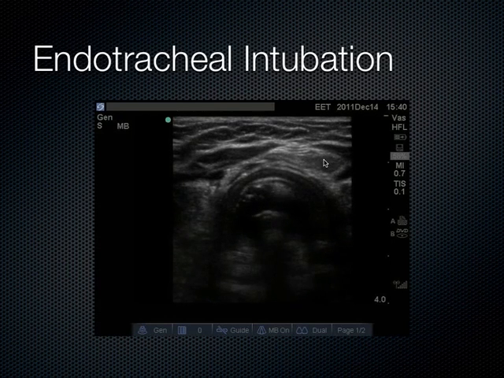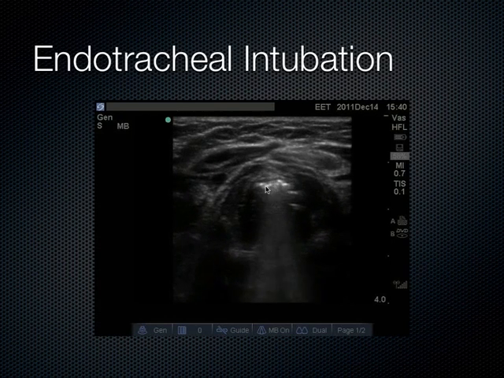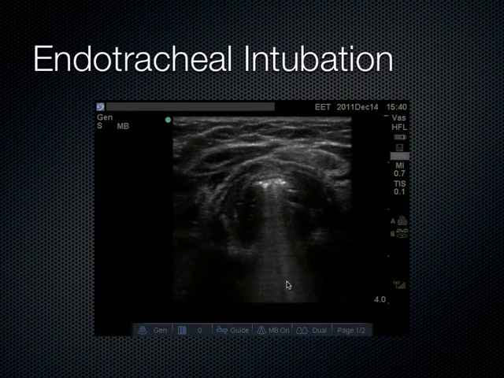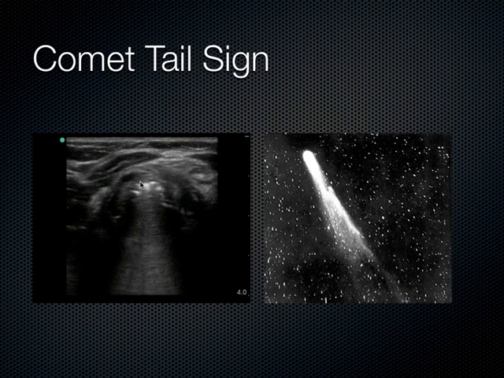And during intubation, actually, we place an endotracheal tube. We can see those prominent comet tail artifacts, reverberation artifacts coming down once the endotracheal tube is successfully within the trachea. So we can make sure that it's in the trachea and not the esophagus quite well. Again, that's that comet tail artifact sign.